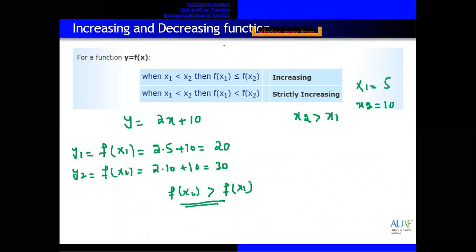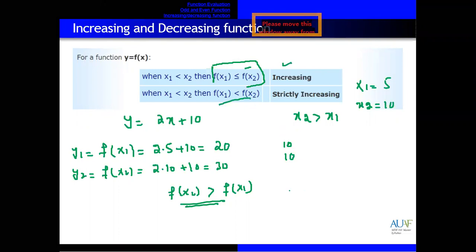Sir, what is the difference between increasing and strictly increasing? Because it's mentioned that increasing has an equal. Yes, these are the conditions you can see here: x2 greater than or equal to x1. When both values give you 10 and 10, both are the same, so greater or equal, equal is also possible. That is an increasing function. But when x2 is strictly greater, like in this case 30 is greater than 20, this is called strictly increasing. Yes, okay, thank you.